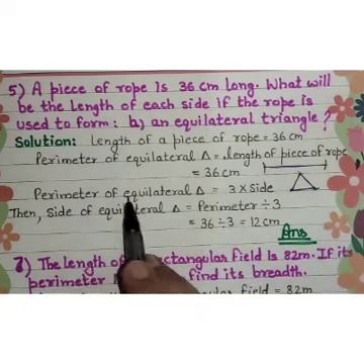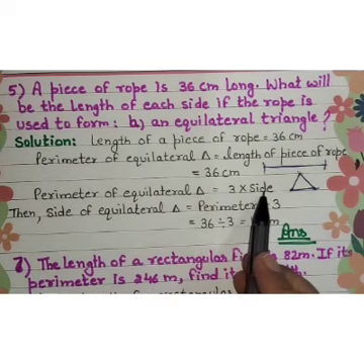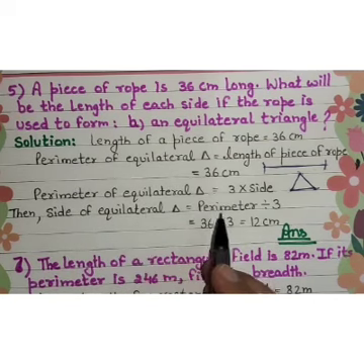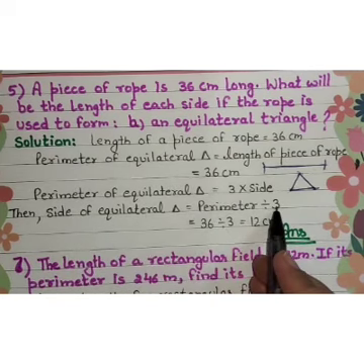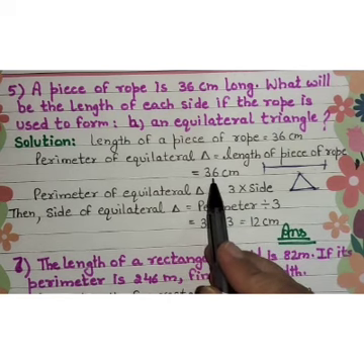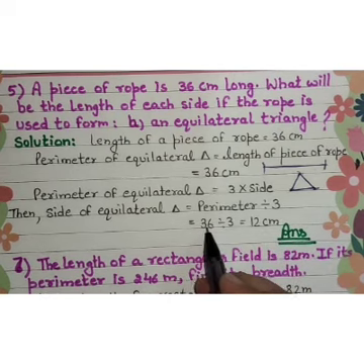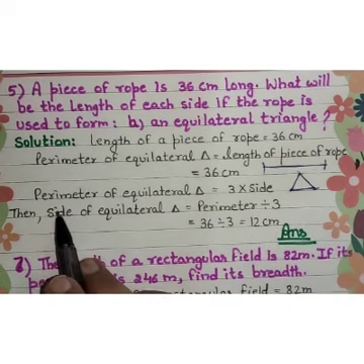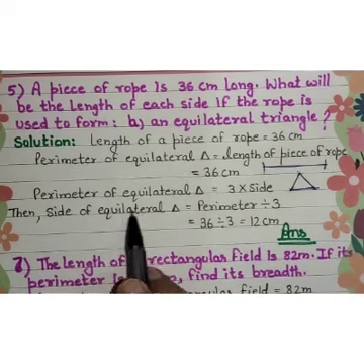We know that perimeter of equilateral triangle is 3 multiply side. And the formula for finding the side of equilateral triangle will become perimeter divided by 3. And perimeter we have given 36. When we divide 36 by 3, we get 12 centimeter. 12 centimeter will be the side of equilateral triangle.